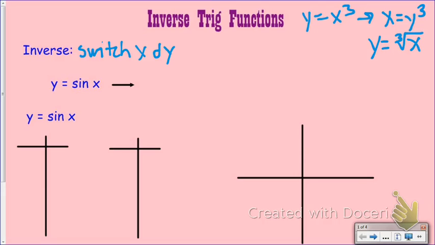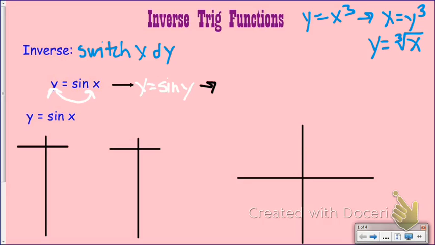So the way I do that with my trig functions, I still do it in a similar way. I still need to switch my x and my y coordinate. And when I do that, I would get the function x equals the sine of y. So now I need to solve for y. Now I can't just divide by y though, because I'm actually taking the sine of y.